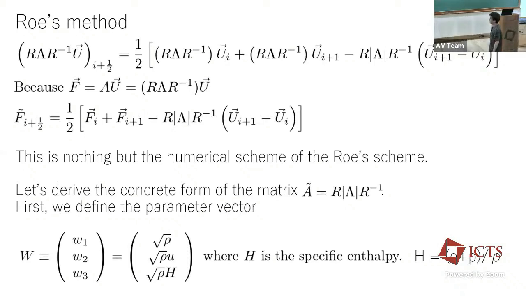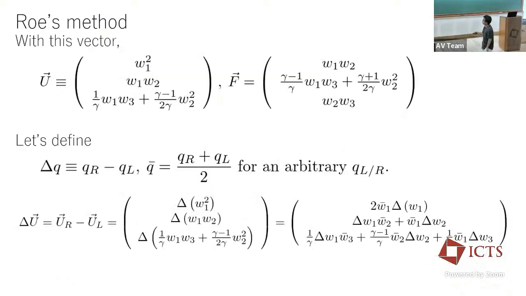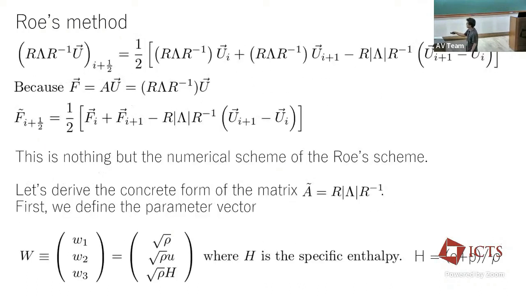So now we are in a position to evaluate the concrete form of A tilde. So A tilde is decomposed into the right eigenvector, lambda, sorry, this is not lambda tilde, and left eigenvectors. Let's define the parameter vector W given by w1, w2, w3. It's square root rho, square root rho u, and square root rho H. H is the specific enthalpy defined by E plus P divided by rho.